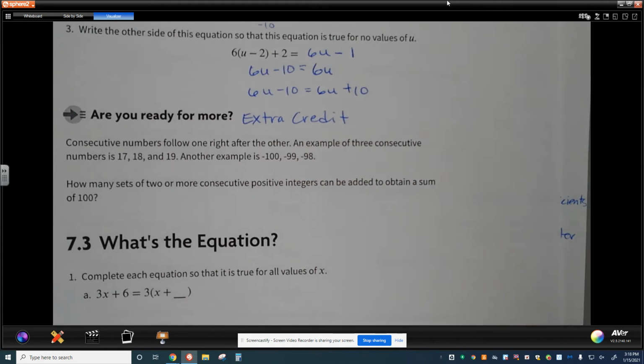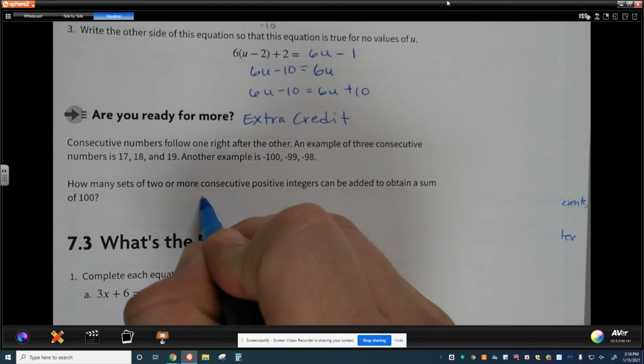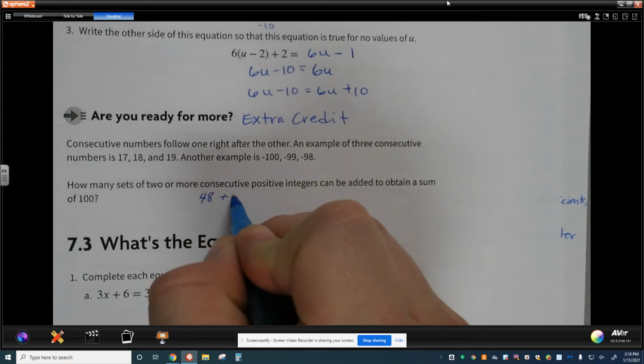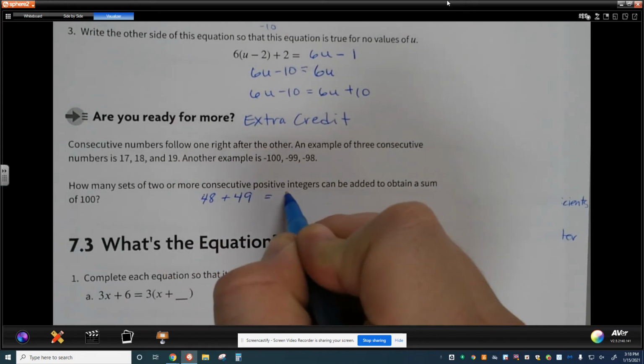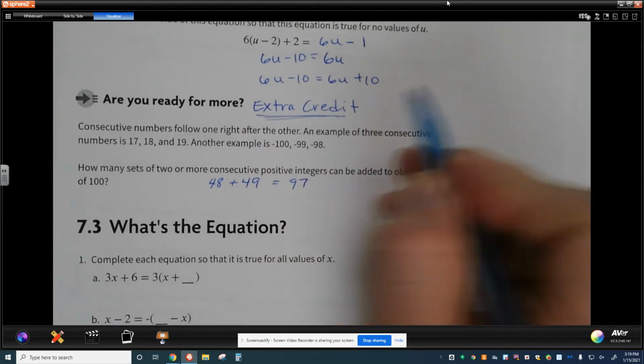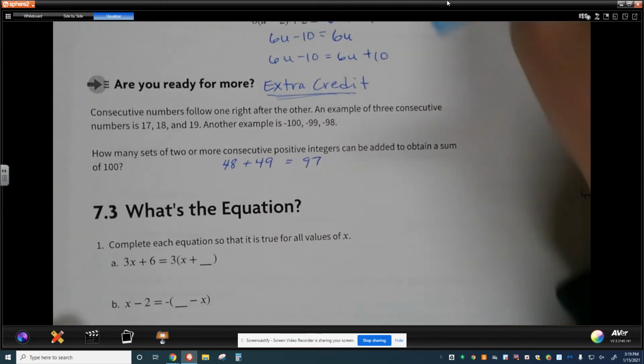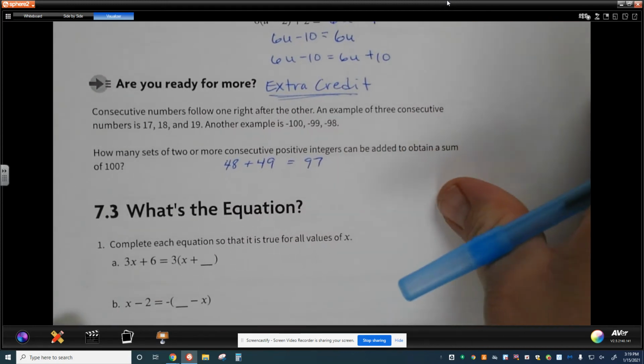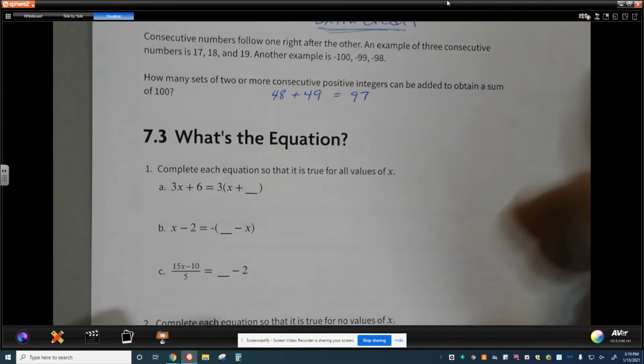So when we talk about this, we're talking about two numbers that could be added together in a row. So like 48 plus 49 equals 97. That doesn't equal 100, but it's two consecutive integers. It's close, but it doesn't work. What I want you to do is how many sets of two or more consecutive positive integers can you come up with that would give a sum of 100? Go ahead, you'll see a Google form for that, adding in whatever strings of consecutive positive integers that you can make.